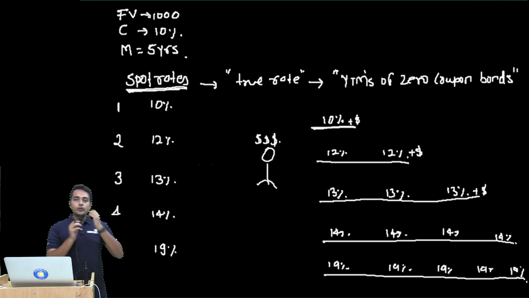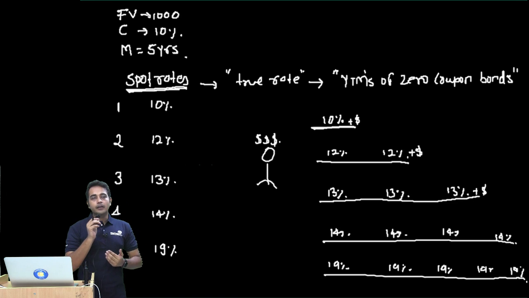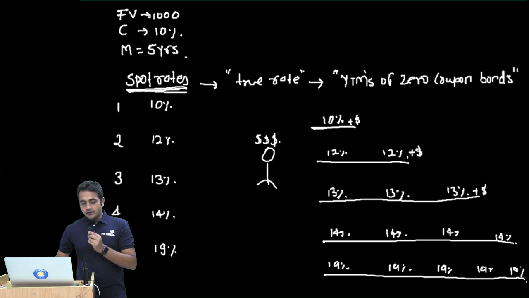If you invest into a zero coupon bond, that means the bond does not pay any cash flow whatsoever. Then the appropriate return that you earn for that maturity would be referred to as the spot rates. Are we okay with this?